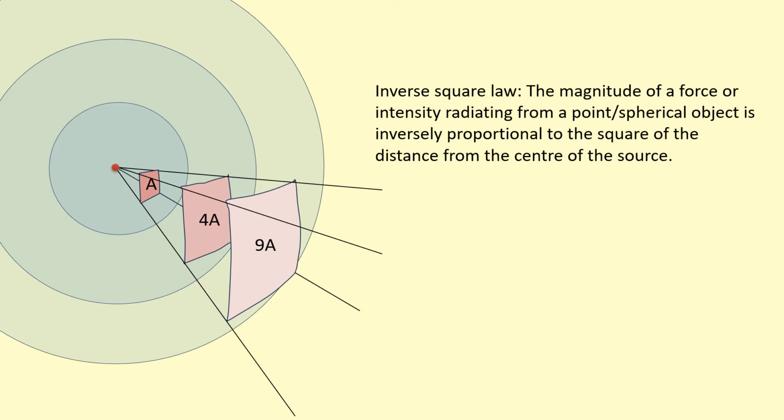So the inverse square law says that the magnitude of a force or intensity radiated from a point or spherical object is inversely proportional to the square of the distance from the center of the source. We can write it like this: intensity is equal to some constant over the distance from the center squared. It could be a force or a gravitational field strength, where K is still a constant. In the case of gravitational field strength, that K is the gravitational constant capital G times the mass of the object in the center.